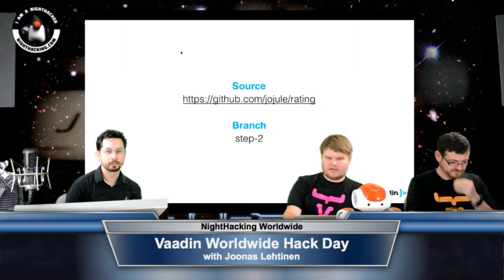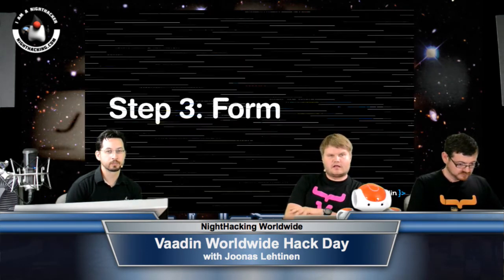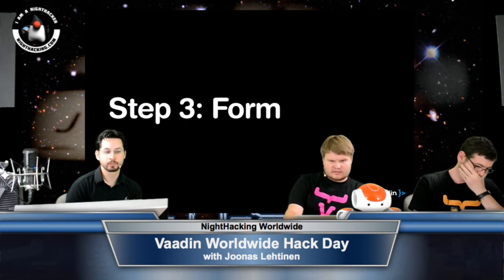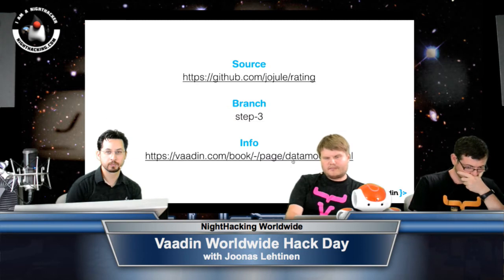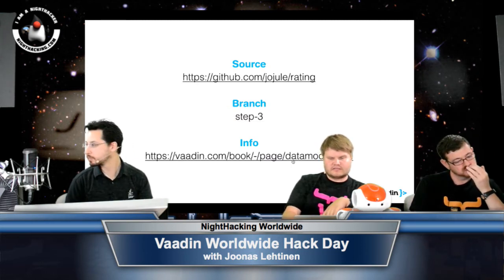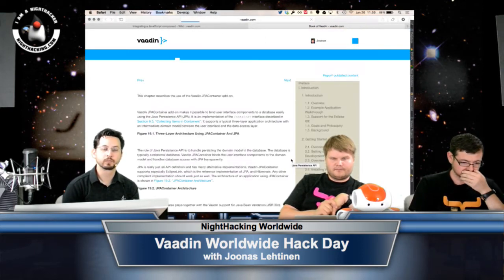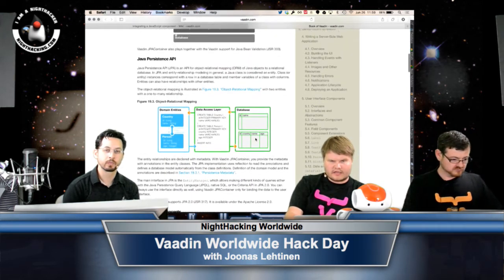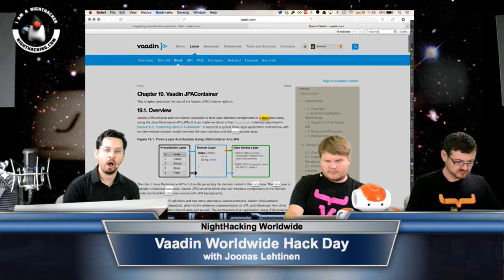So that was step 2. Then next step would be forms and how to modify data. So for that, the best kind of overview is in the Book of Vaadin, a chapter called Data Model. Let's see. Again, my link is wrong. Data.